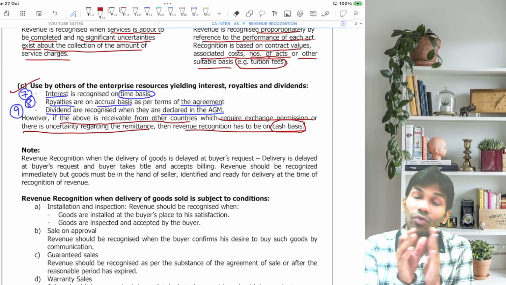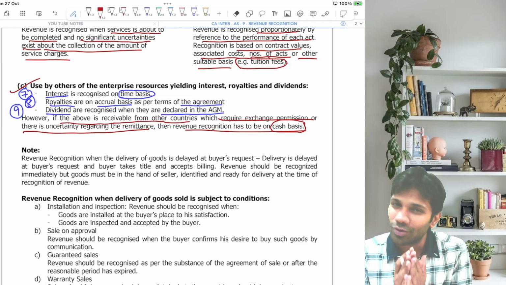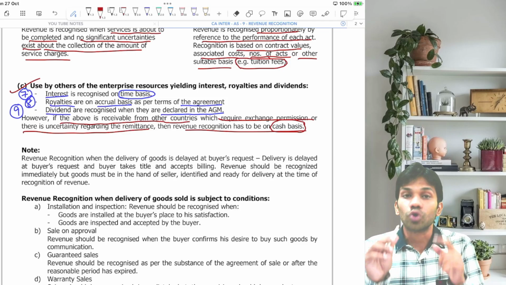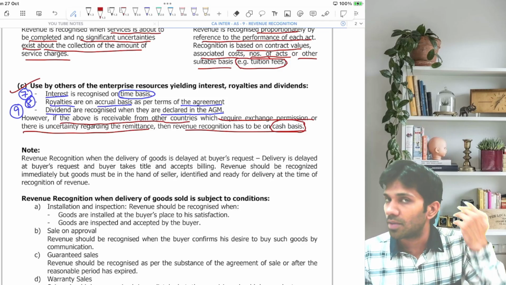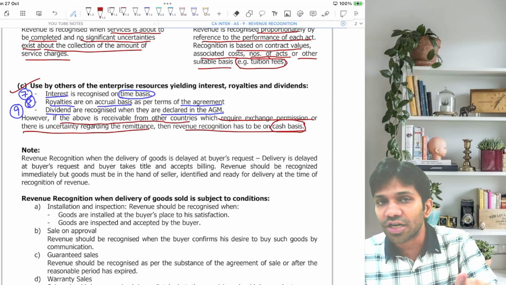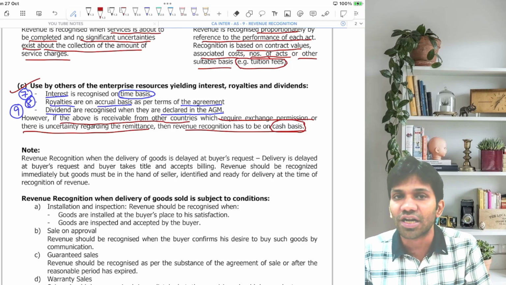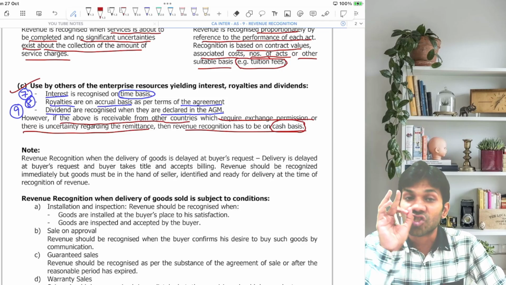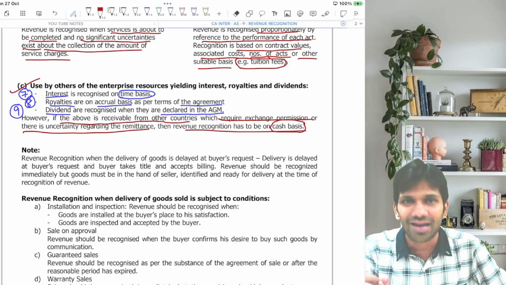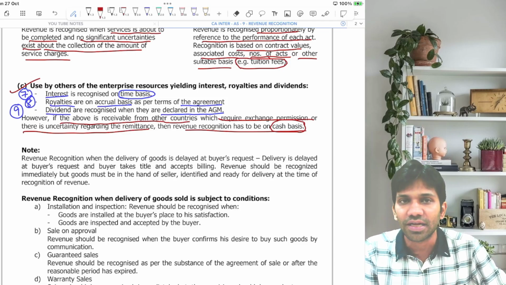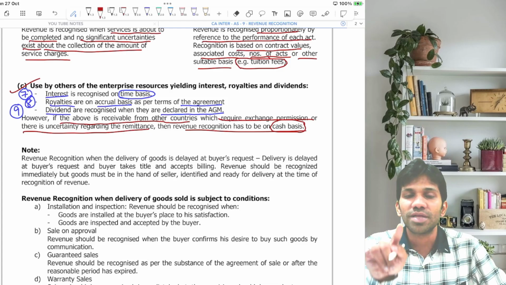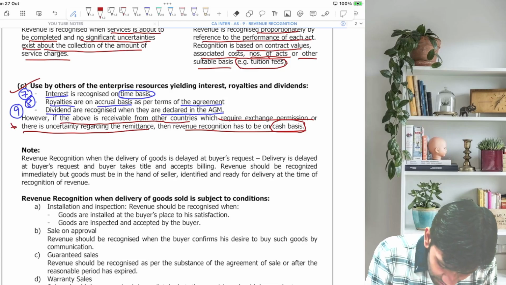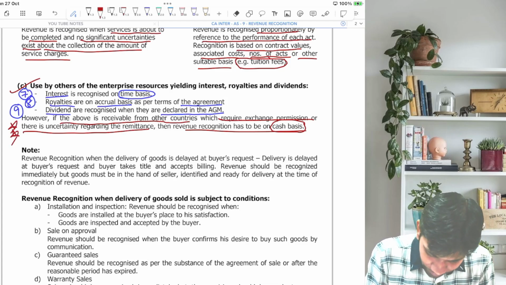So again, they are focusing on the same point. Revenue should be recognized only when it is measurable and there should be reasonable certainty regarding its collection. So if interest, dividend and royalty are receivable from other countries and there is uncertainty regarding its collection, and how uncertainty arises, sometimes foreign remittance is not allowed by the government due to XYZ reasons, then such incomes should be recognized on cash basis. I hope it is very clear. So mark this important note.